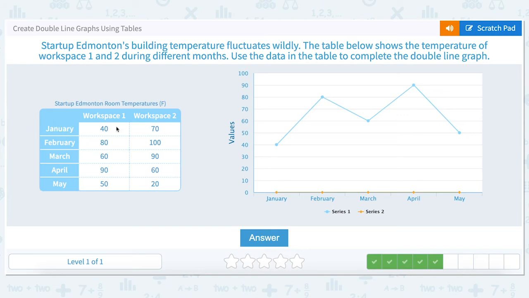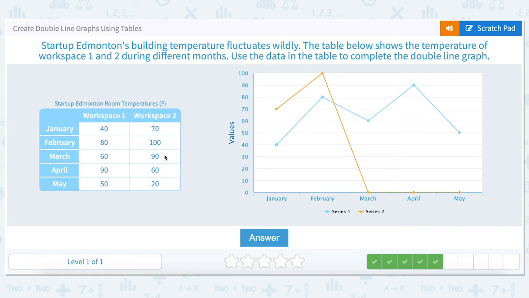In January, workspace 2 had a temperature of 70 degrees Fahrenheit. We go to January on the x-axis and we travel up the y-axis until we reach 70 degrees, and we plot a point. In February, the average temperature in workspace 2 was 100 degrees. That's awfully hot. Hopefully they had some fans in their workspace. So we'll go to February on the x-axis and we'll travel all the way up until we reach 100 degrees Fahrenheit, and we'll plot a point.